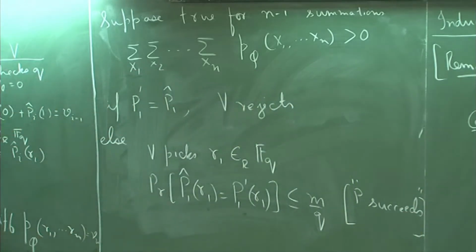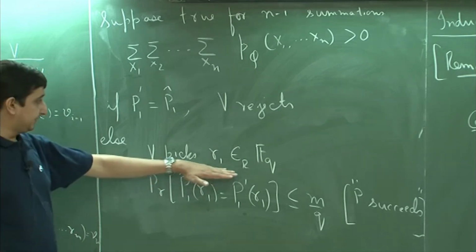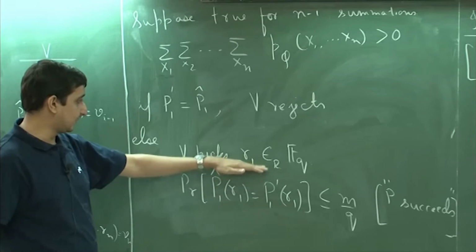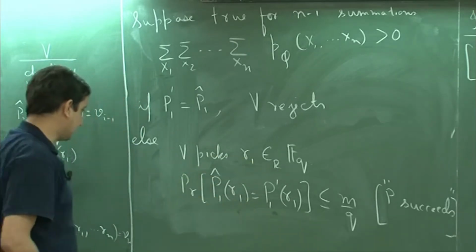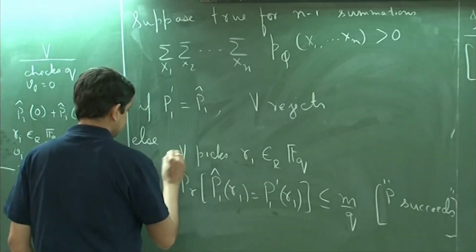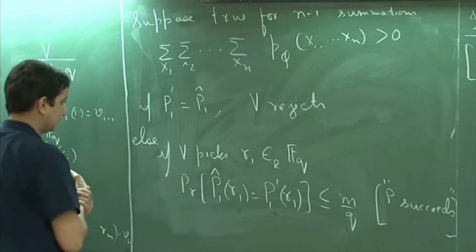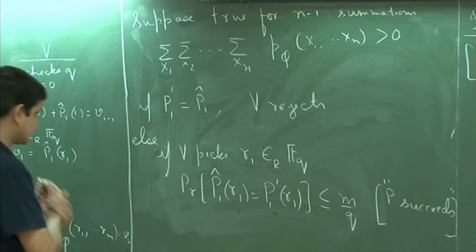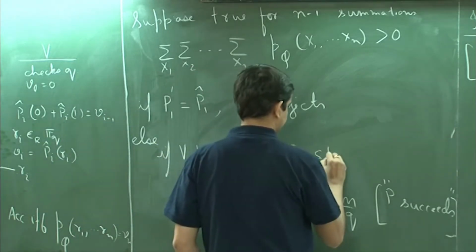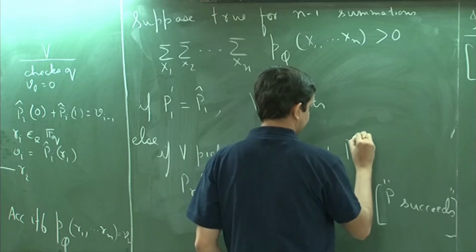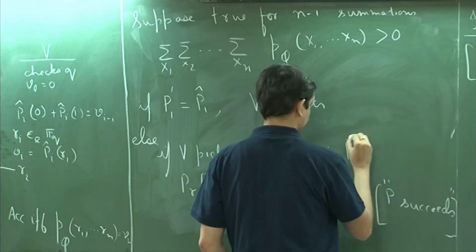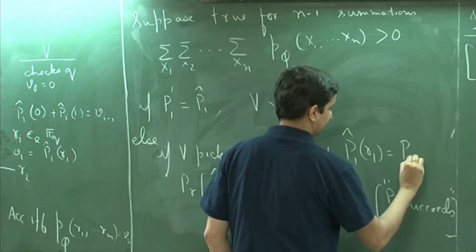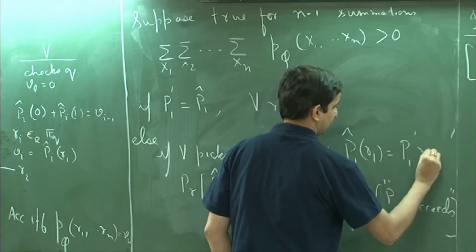On the other hand, suppose the verifier picks an r1 for which these two polynomials are not the same. So, this was one case, V picks r1 such that p1 hat(r1) is equal to p1 prime(r1).